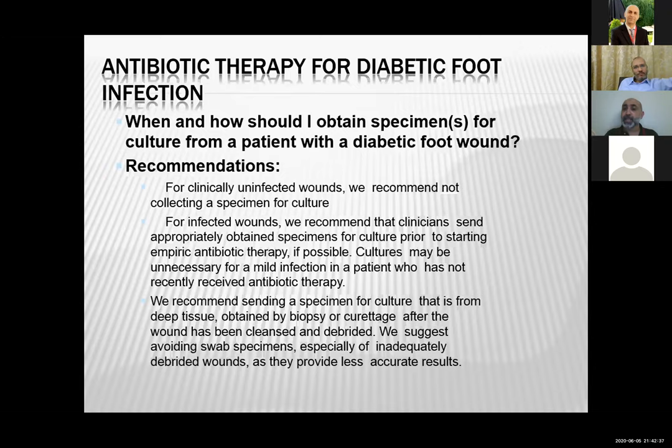The specimen should be sent from the deep tissue, by either biopsy or curettage, which can be done after cleaning the wound or doing a debridement. The reason for doing debridement initially, before you get the sample from the deeper part, is that you want to get rid of any bacteria that the wound itself could be colonized with, because the longer you have this foot ulcer, the more chance that it will be colonized with even more than one bacteria. So it's better to do some type of debridement before you get your sample and send it for microbiology.